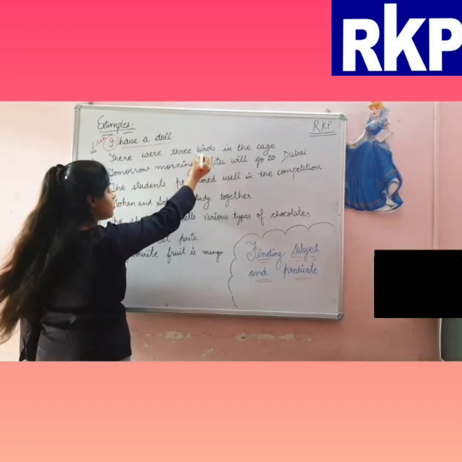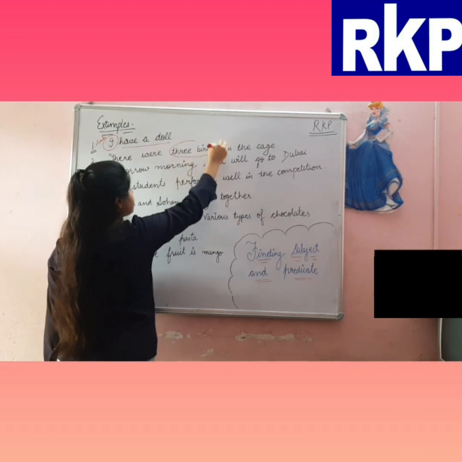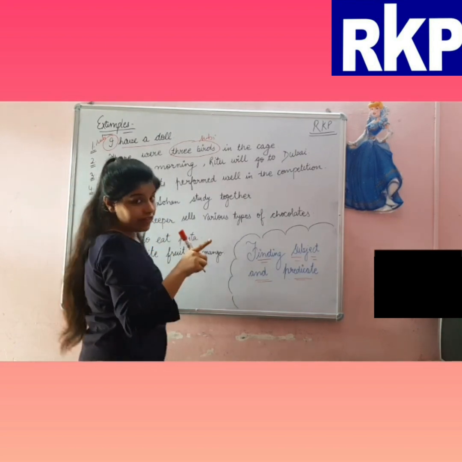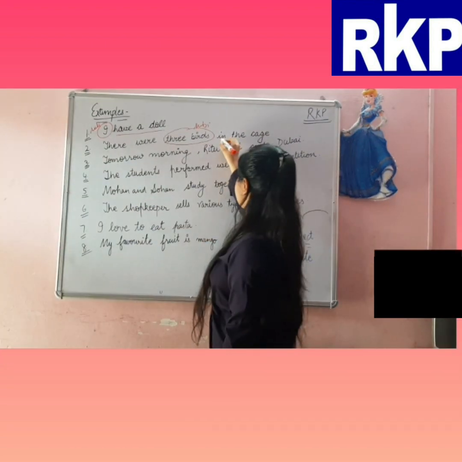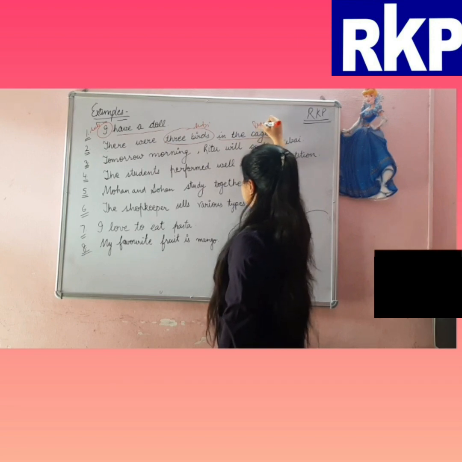Noun is 3 birds, okay. So 3 birds is our subject and rest all is our predicate. Okay, this in the cage is our predicate. In the cage is predicate.